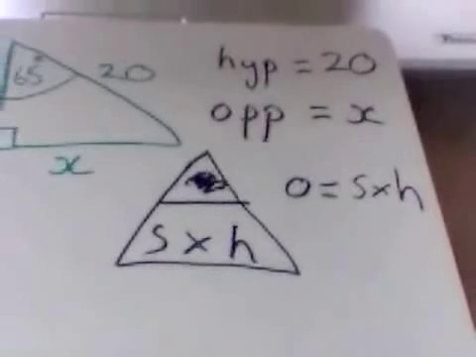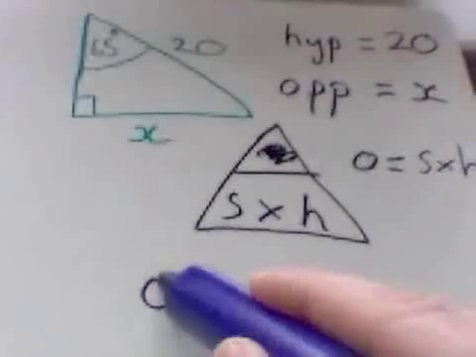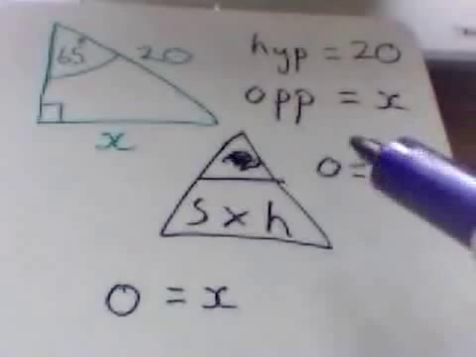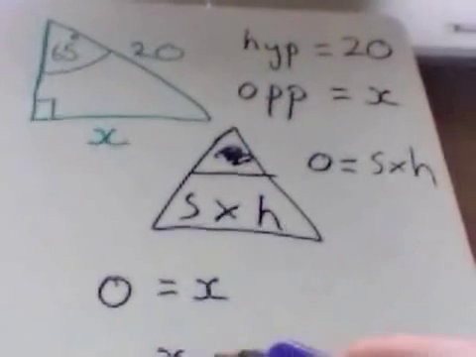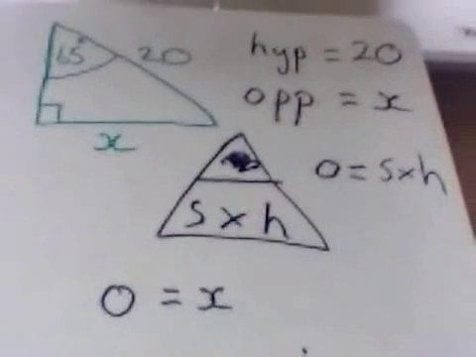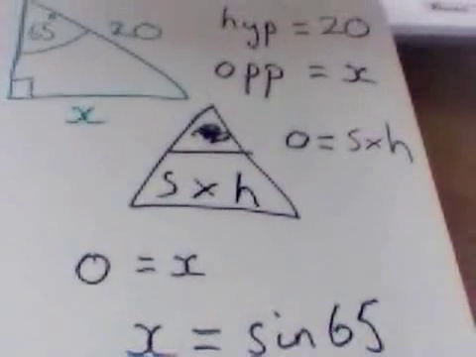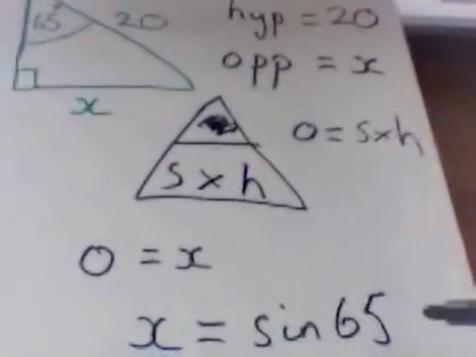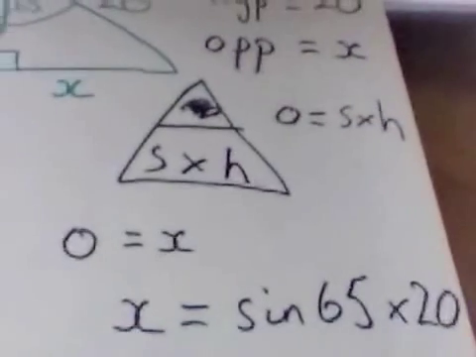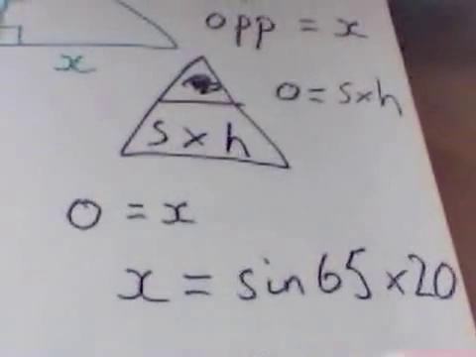And then all we have to do is substitute in what we have. So O is the x side, isn't it? We've said there opposite is x, so we've got x equals S, which is sin, or sine as we say it correctly. Now with that you need the angle, which is 65, and then it says times by h. Now h is 20, so times 20, and then type that into your calculator, and then you'll get the correct answer coming out.